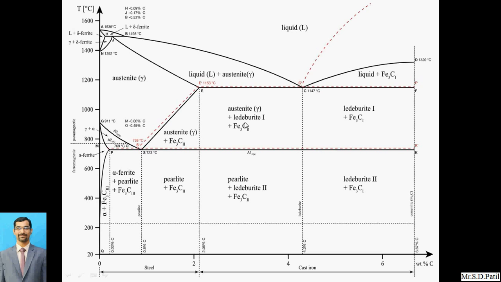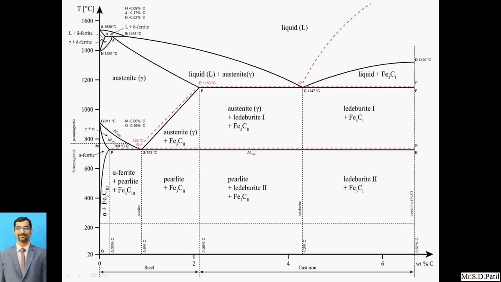This is austenite, ledeburite plus cementite. And again in this particular zone, the austenite gets removed, leaving only ledeburite and cementite. Now above this austenite, everything will be in the liquid. So this common zone will be liquid plus austenite.